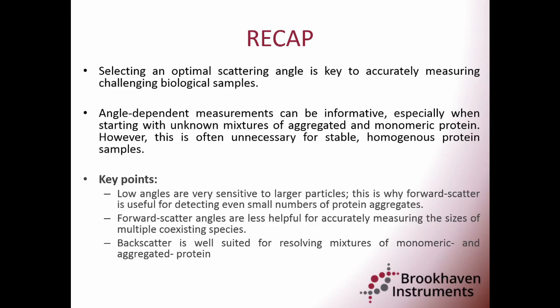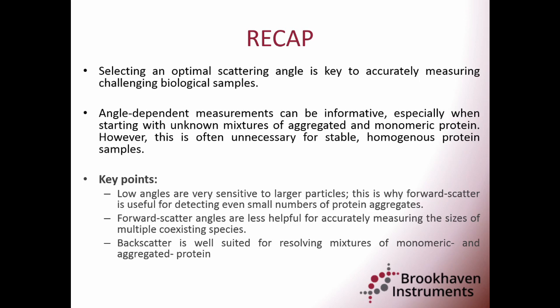Alright, so just a quick recap. Selecting an optimal scattering angle is going to be key to making an accurate measurement of challenging samples, especially biological samples, heterogeneous samples. Angle-dependent measurements can be informative, especially when starting with unknown mixtures. As we saw, we use a goniometer to do continuous angle dependence. We could measure as many angles as we want, but this is almost never necessary for a typical size measurement. If you have a single, stable, homogeneous, monodispersed sample, usually one scattering angle is more than sufficient to accurately measure a size. Key points here: low angles are very sensitive to larger particles.